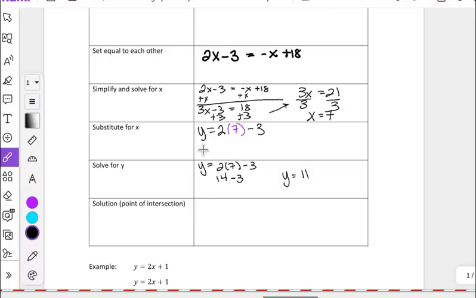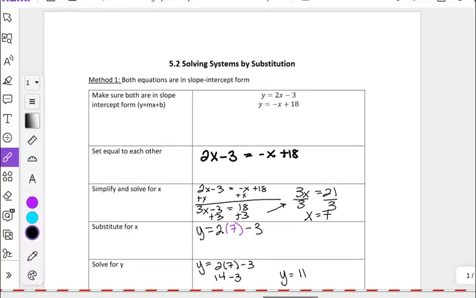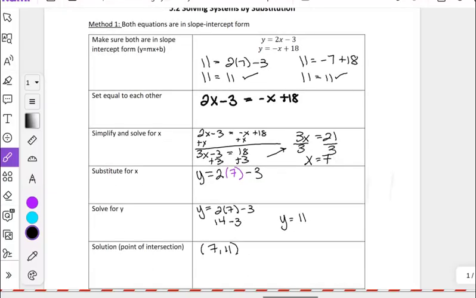So my solution is going to be (7, 11). And I can check this by plugging that in. So I'd have 11 equals 2 times 7 minus 3. 11 equals 11. That works out. I could do 11 equals negative 7 plus 18. 11 equals 11. So it checks out for both of those.